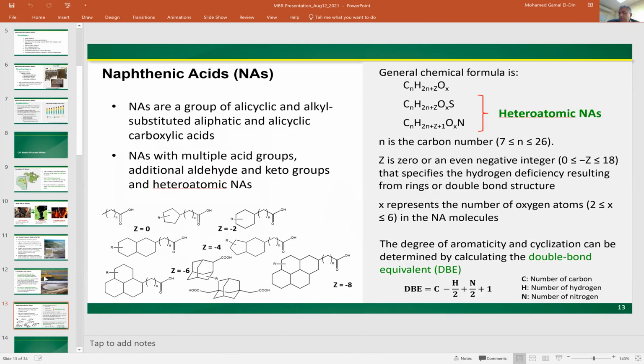So carbon number minus hydrogen number over 2 plus nitrogen number over 2 plus 1. This is the DBE, or the double bond equivalency, and it's one main characteristic that tells us how complicated this structure is. Okay, and by the way, these naphthenic acids can also exist in other oil and gas wastewater, such as those from conventional oil and gas resources, such as those in Egypt or other places.